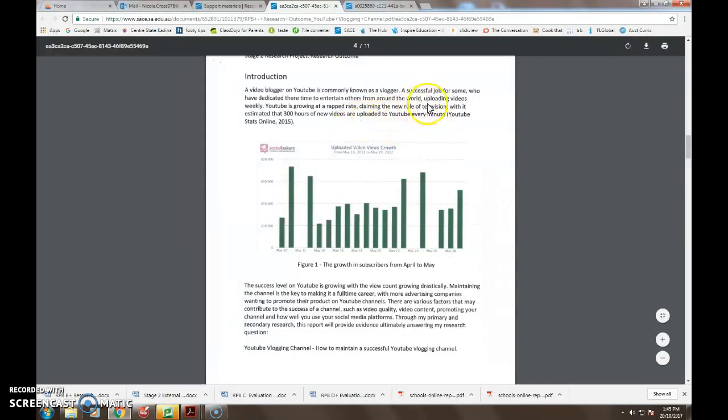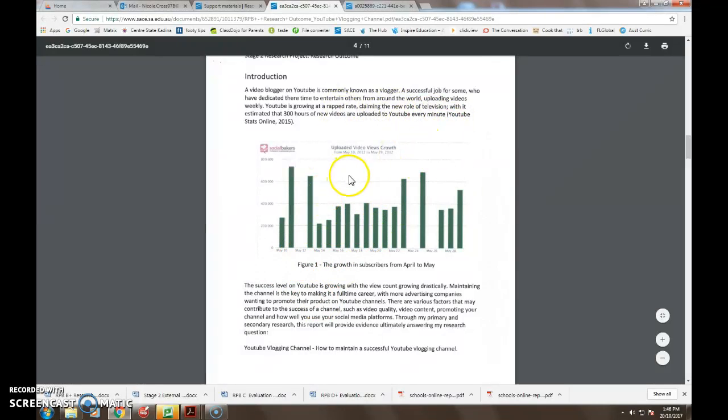You'll see up the top here that they talk about a video blogger on YouTube, commonly known as a vlogger, successful job for some, blah blah blah. YouTube is growing at a rapid rate, please check your spelling, claiming the new role of television with it estimated that 300 hours of new videos are uploaded to YouTube every minute. Now they've included this survey result, this bar graph, in order to support that information. What they haven't done is actually referenced within this text.